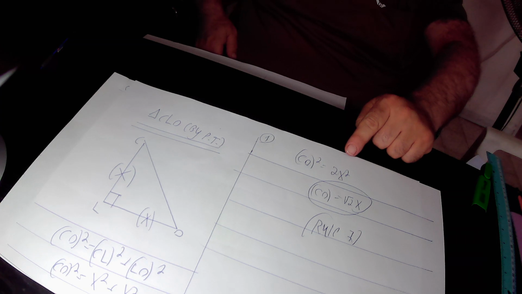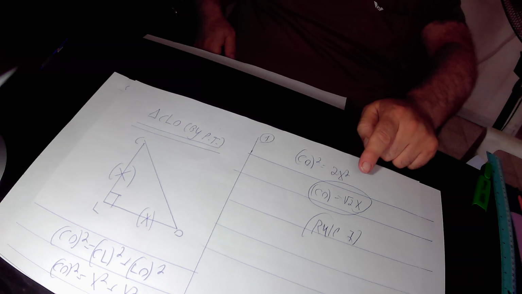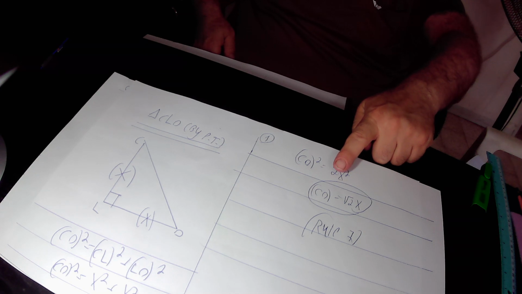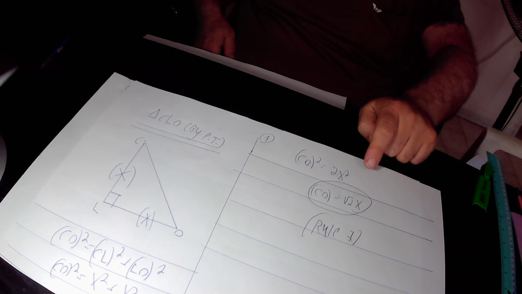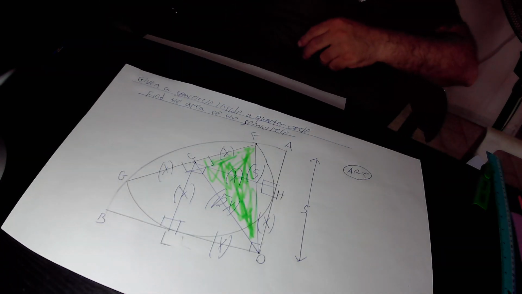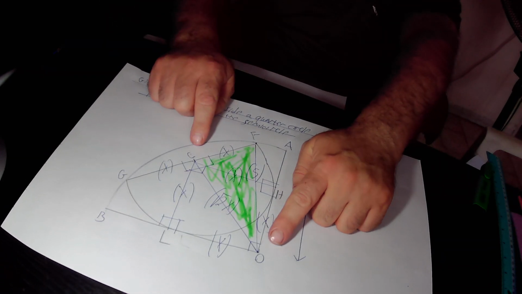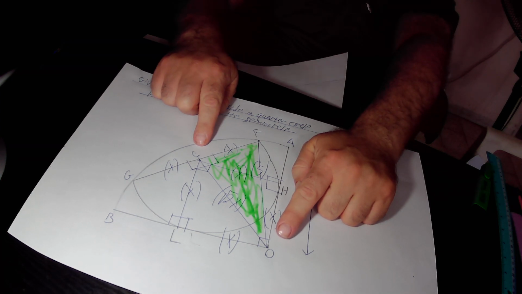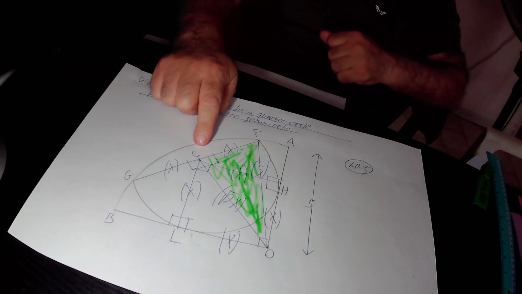Taking the square root of this equation, we find that the missing hypotenuse, the length of the hypotenuse CO, is square root of 2 times x units in length. So the length of CO is square root of 2 times x units.